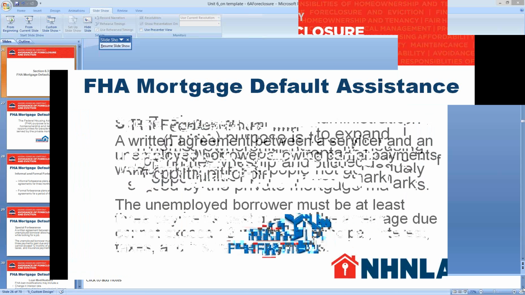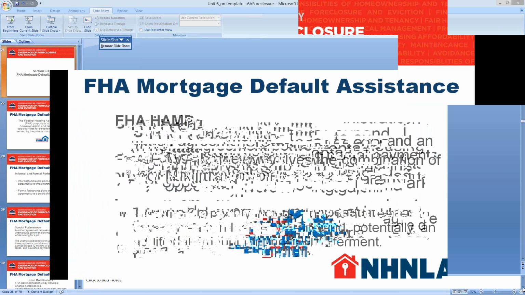FHA also has a HAMP program, and the FHA HAMP typically involves a combination of the loan modification as well as what's called a partial claim. As we'll learn a little bit later, they don't always have to go together, but FHA does allow that. A partial claim may include an amount needed to cover the past due or the arrears in loan payments, and potentially an additional amount for principal deferment.